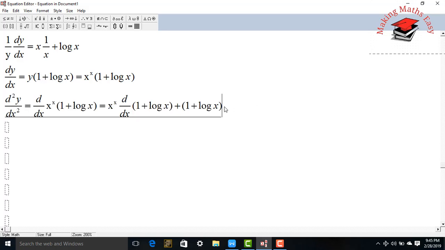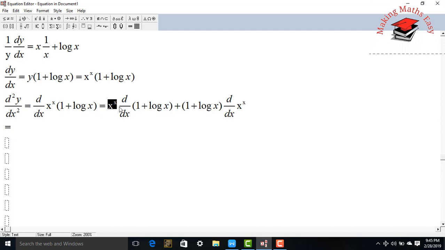Never forget to put the symbols while differentiating any function. So d upon d of x raised to x. As we know, the derivative of x raised to x is equal to x raised to x into 1 plus log x. So we can put it instead of taking the derivative of x raised to x and simplifying it.